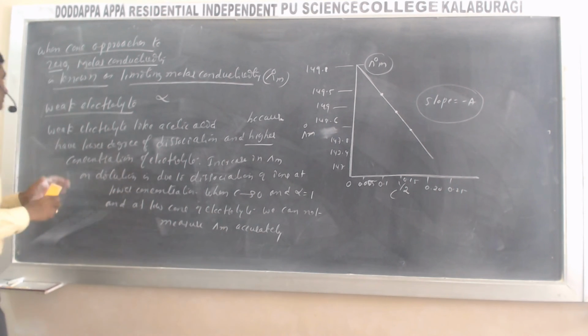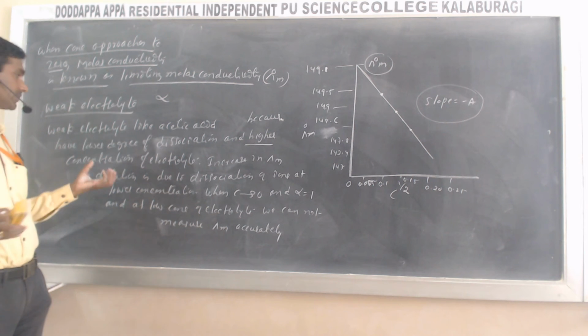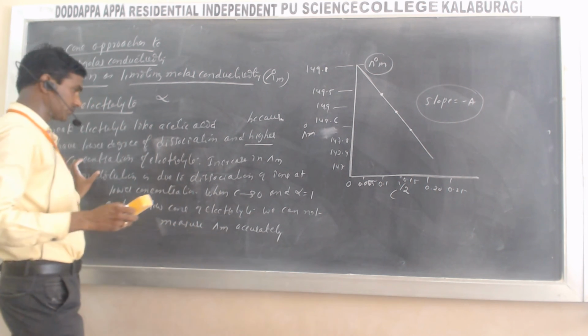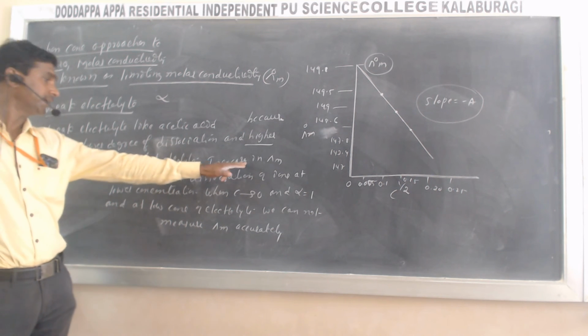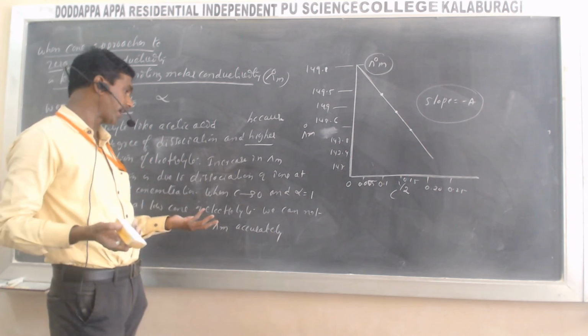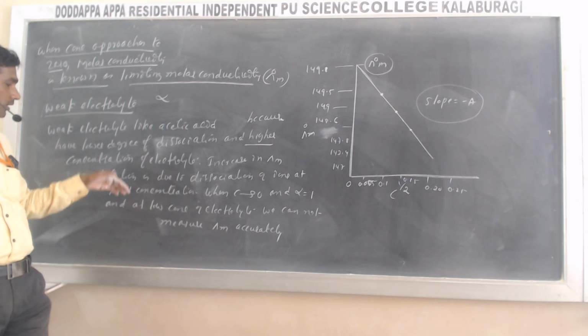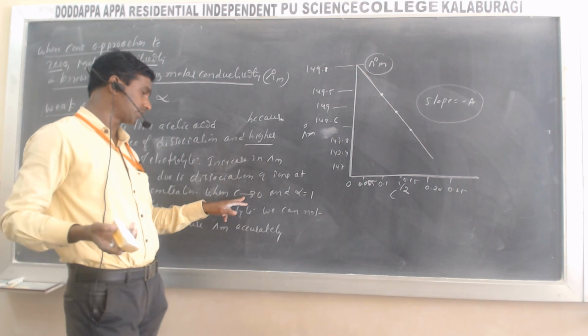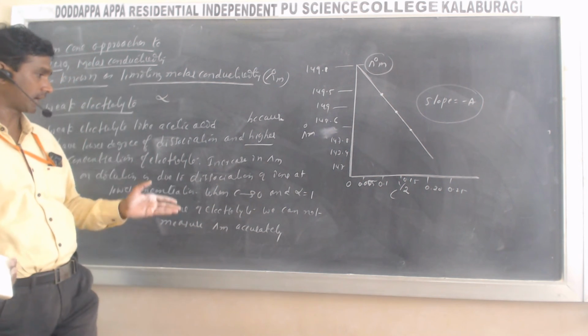Here, the weak electrolyte like acetic acid has a low degree of dissociation, because of the higher concentration of electrolyte. The increase in molar conductance on dilution is due to the dissociation of ions. On dilution, the concentration decreases. When the concentration tends to 0, it is called limiting molar conductivity.